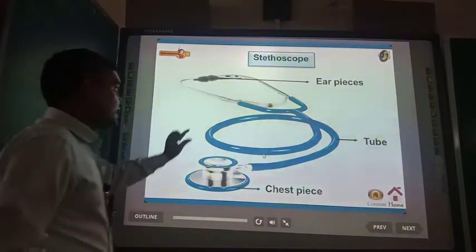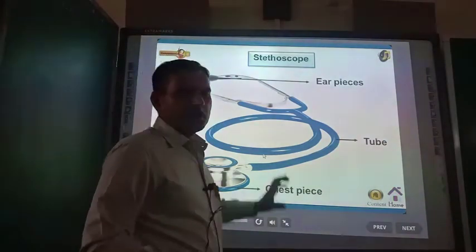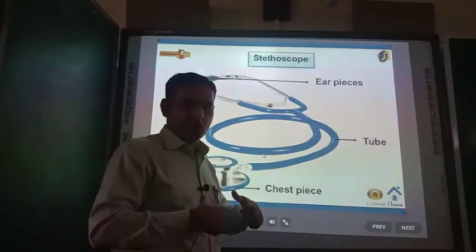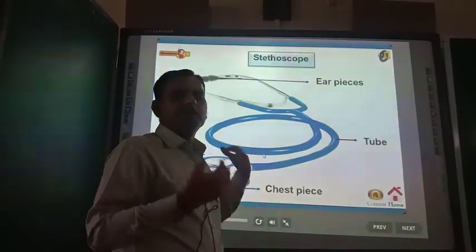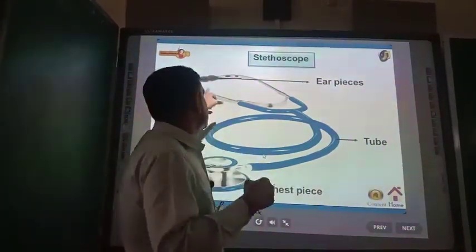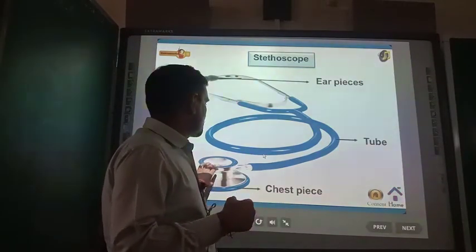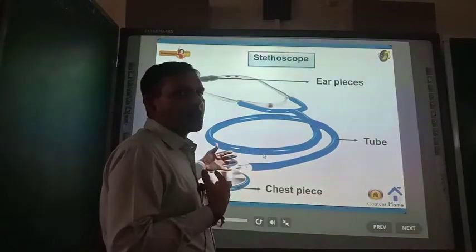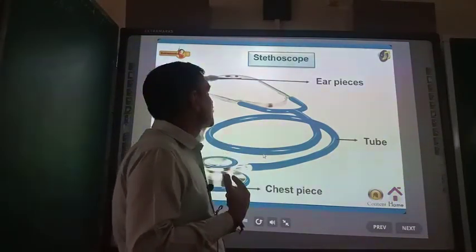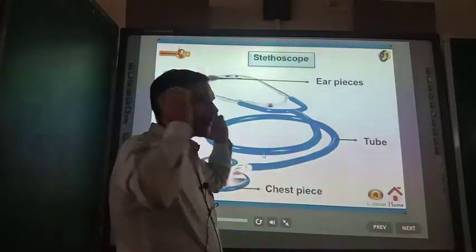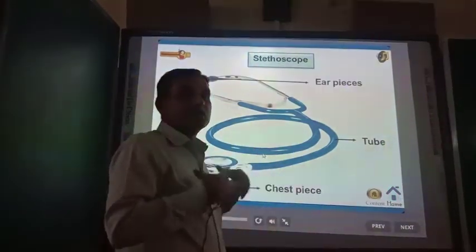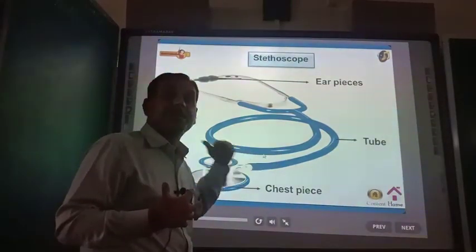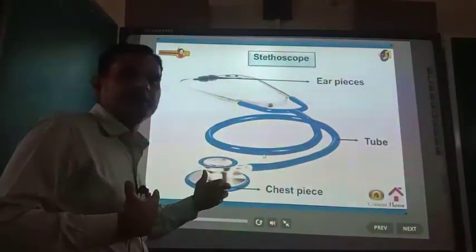So dear cadet, this is the stethoscope. You might have seen, whenever you are falling sick and going to the doctor, the doctor is using one instrument. First, this portion they are putting on your chest, or on some other body part like the abdomen or somewhere else, and the remaining portion they are putting in their ears. So the stethoscope is an instrument which is used to measure the heartbeat especially.